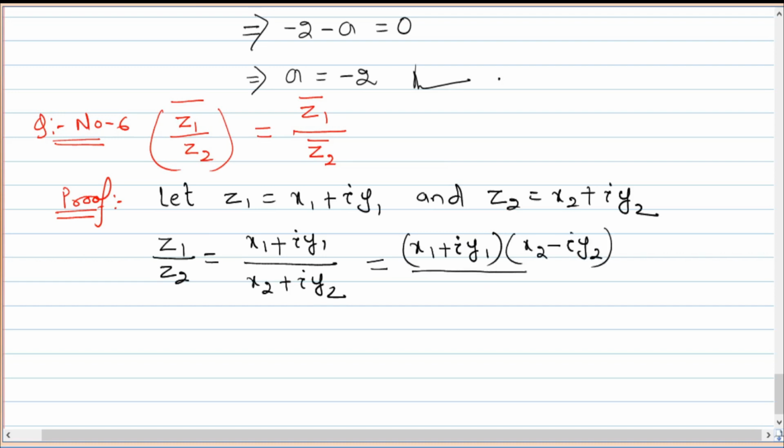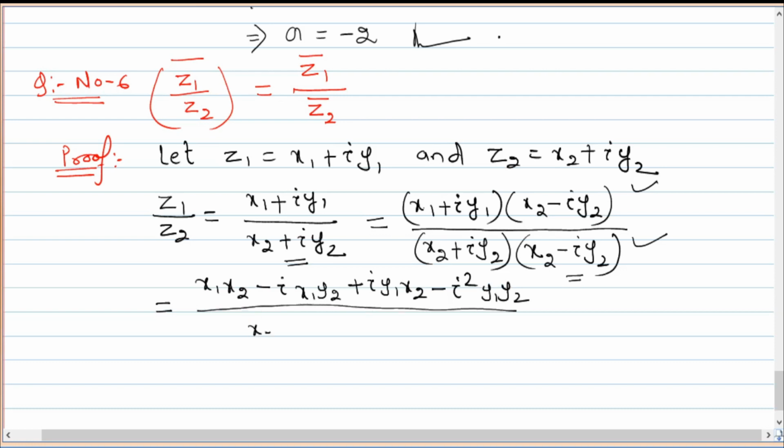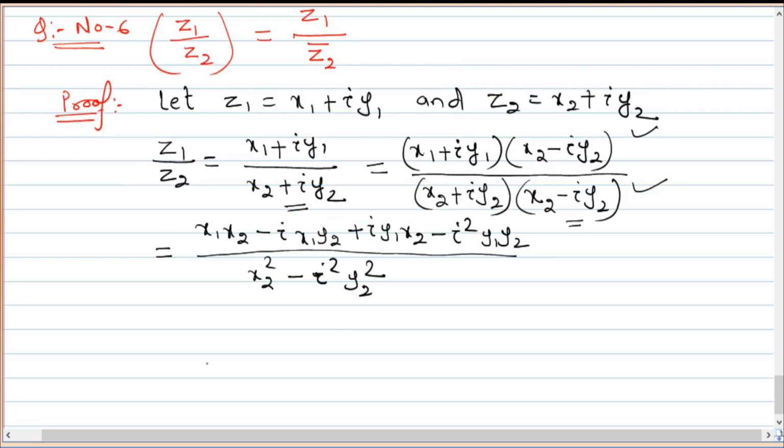Because we multiply by the conjugate of the denominator. What is there in the denominator, x2 plus iy2, we keep that and multiply by its conjugate x2 minus iy2. So we multiply the conjugate of the denominator in the numerator as well as the denominator. Okay, now simple multiplication: x1 into x2 minus i whole into x1 y2 plus i whole into y1 x2 minus i square into y1 y2, all divided by x2 square minus i square y2 square, that is a square minus b square.